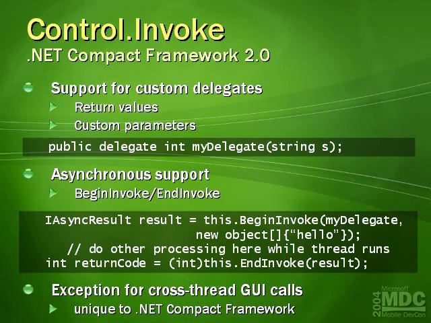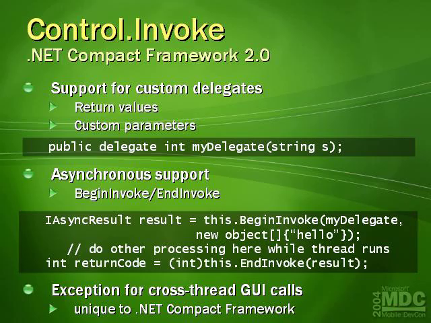And in .NET Compact Framework 2.0, we're building on the support for control invoke. In the previous slide, some of the things you couldn't do, you can now do with our new support. You're not restricted to event handler delegates anymore. You can make your own custom delegate, and that looks like the little box there where it declares a public delegate that returns an integer, and it's called myDelegate. It takes one parameter, that's a string.